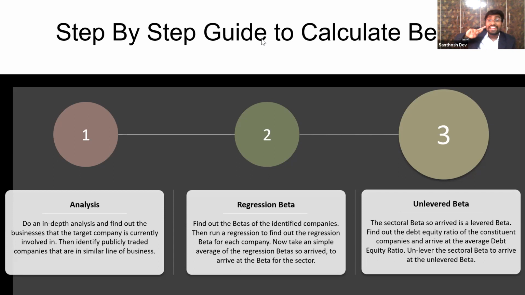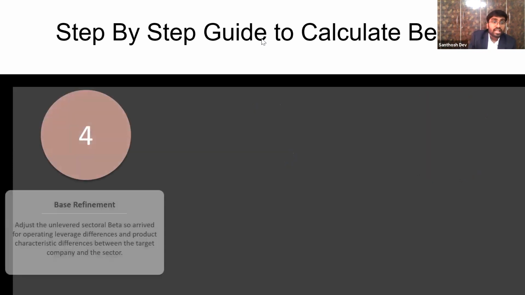And we are going to unlever this beta, just like in the previous formula. We are going to unlever it using this sectoral averaged debt equity ratio. That is the unlevered beta for that particular sector. This unlevered beta, we need to refine for certain items.